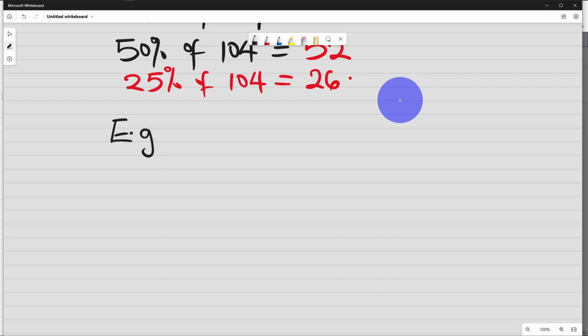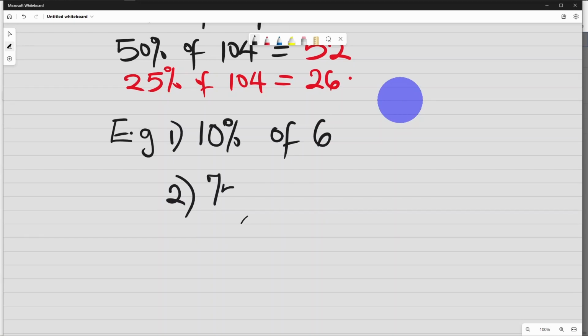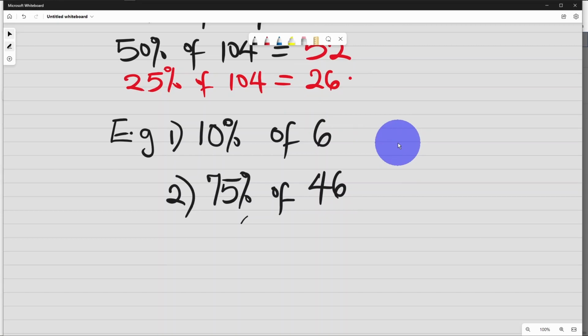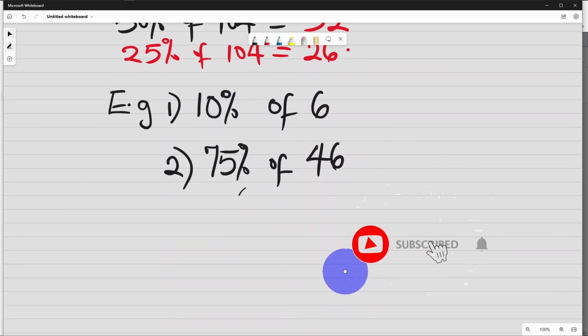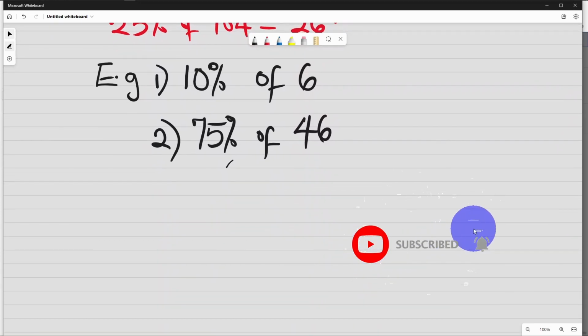Let's look at 10% of 6. That is number 1. Number 2, 75% of 46. You can pause the video and answer this. Let's see if it will correspond with what we are going to do. So let's look at the answer.